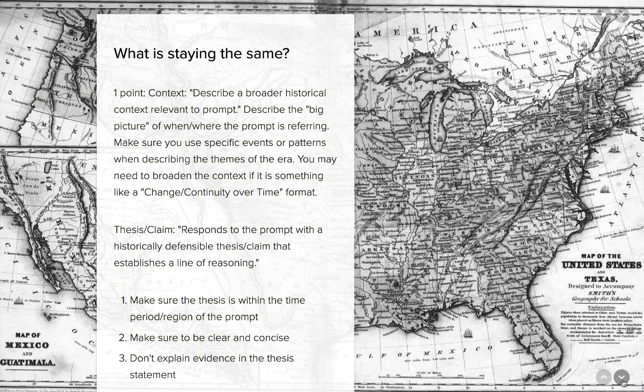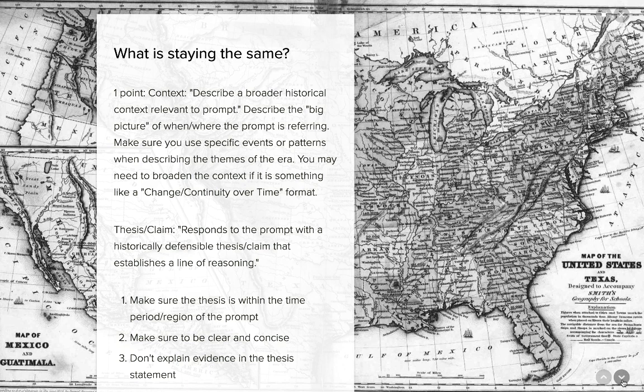So what is staying the same? Okay, we still have our context point. All right, typically this will be in your first paragraph in which you, quote, describe a broader historical context relevant to the prompt. When you see quotes that I have on here, this is me using the information from the College Board. And so in this case, we're going to describe the big picture of when or where the prompt is referring. Make sure you use specific events or patterns when describing the theme of the era.